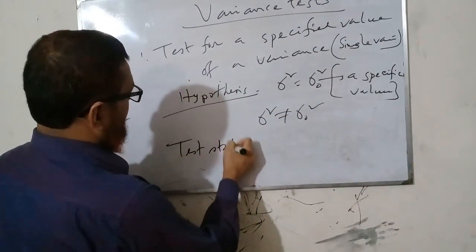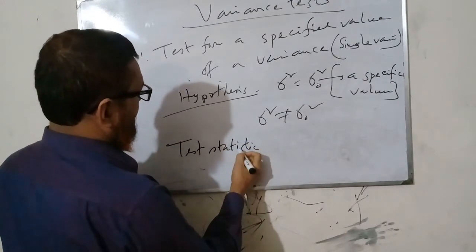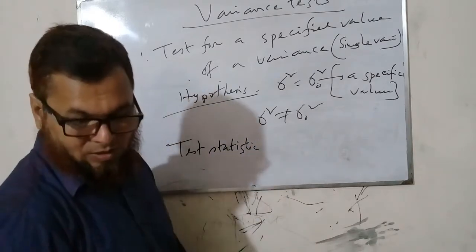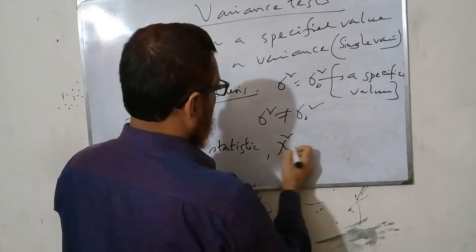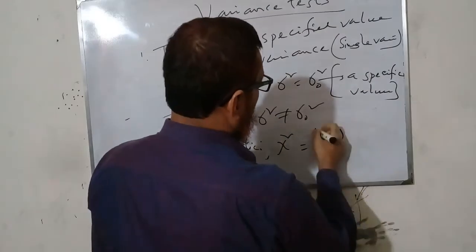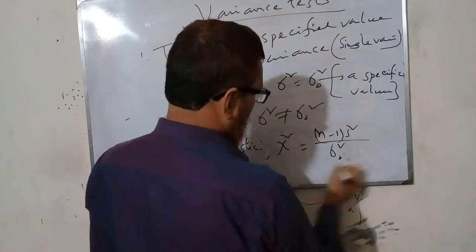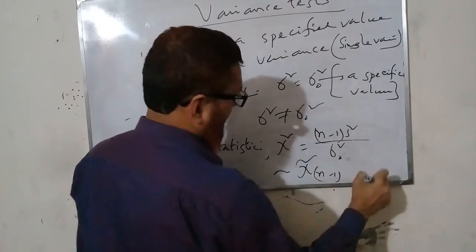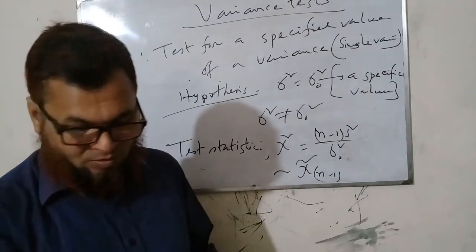Next, the test statistic. This is the chi-square test. The appropriate test is chi-square equal to n minus 1 times s square by sigma 0 square, which follows chi-square with n minus 1 degrees of freedom.